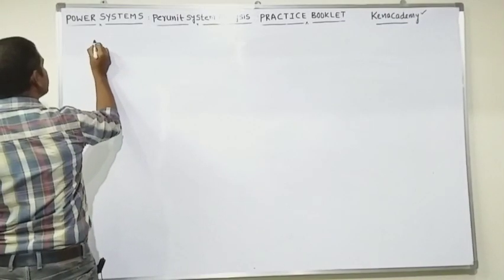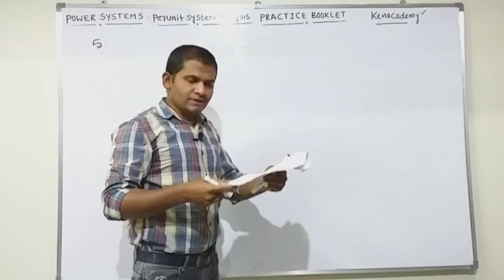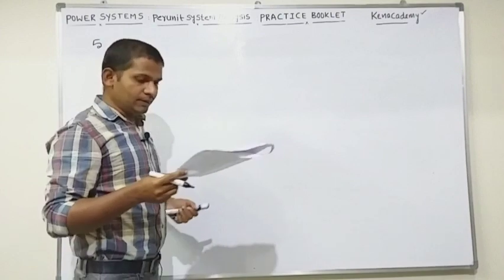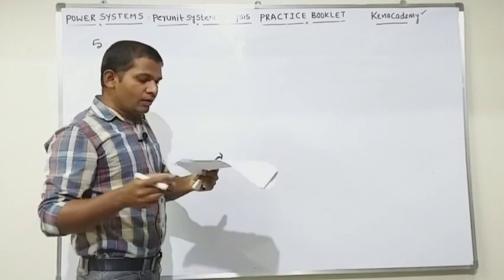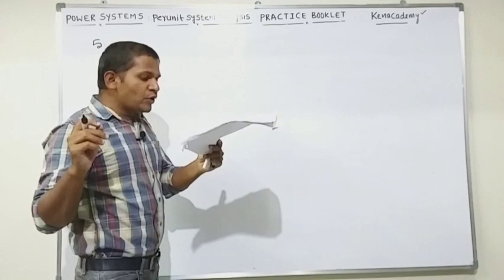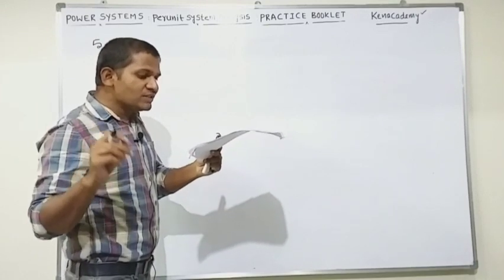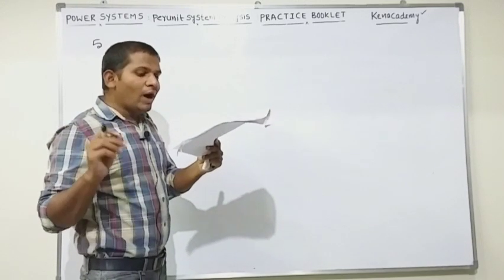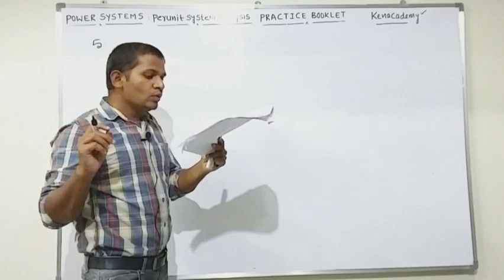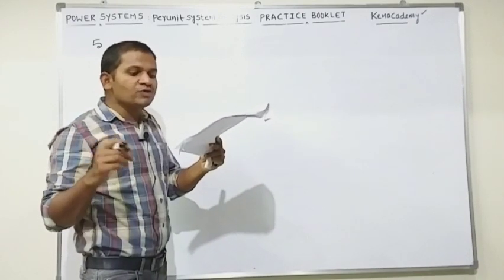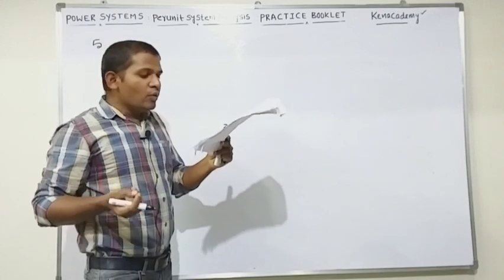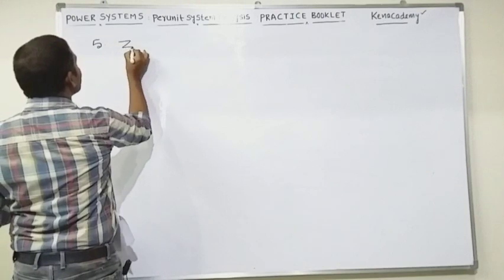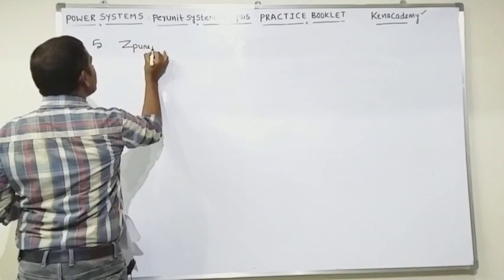For question number 5, this is asked in ESC 2004. The years are already mentioned in the booklet. Follow that, I'm reading the question. Z per unit old is the per unit impedance on the power base SB old and voltage base VB old. What would be the per unit impedance on the new power base SB new and voltage base VB new? Just the formula is asked. What is the new per unit value, that is Z per unit new? What is the formula for Z per unit new?